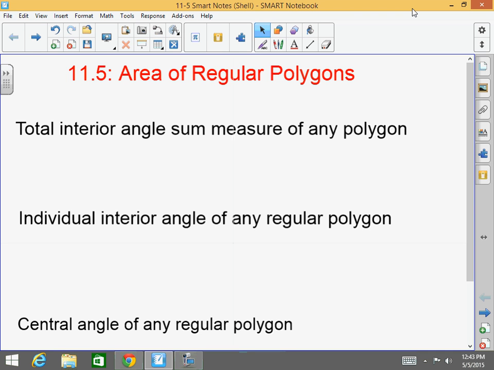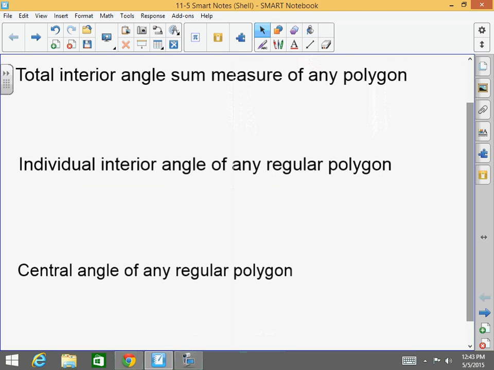Today we're going to be talking about areas of regular polygons, okay? Please remember a polygon is a figure made up of three or more straight sides: triangles, squares, rectangles, quadrilaterals, octagons, pentagons. Do you remember what regular means, by the way, guys? Every angle and every side, they are all equal. Very good. Let's look at some old formulas that are going to be very important for this chapter.